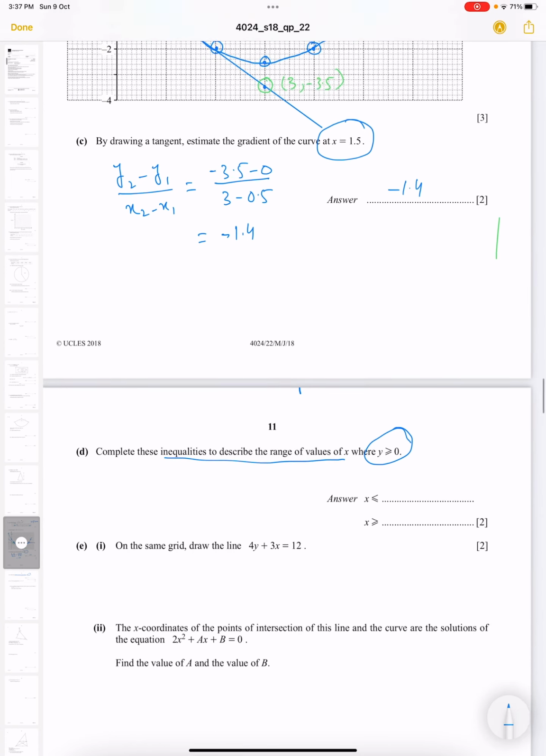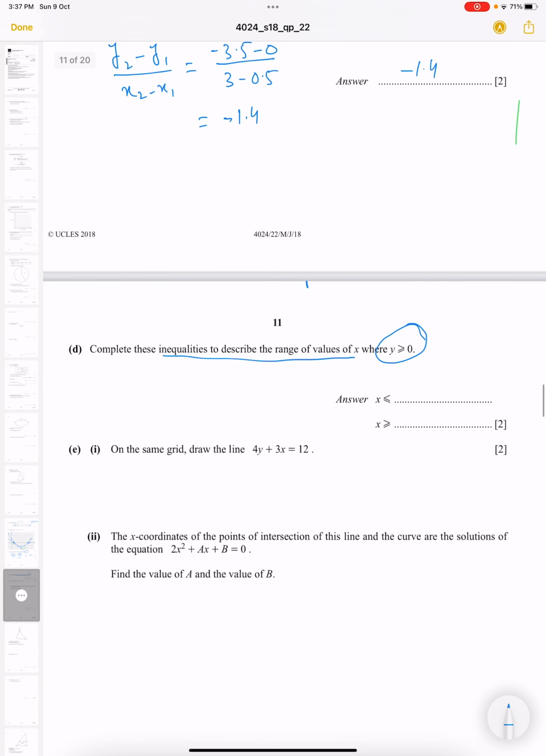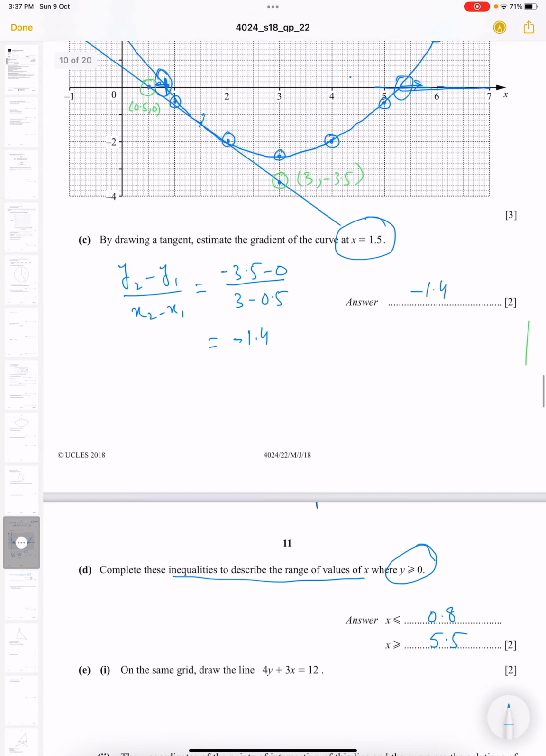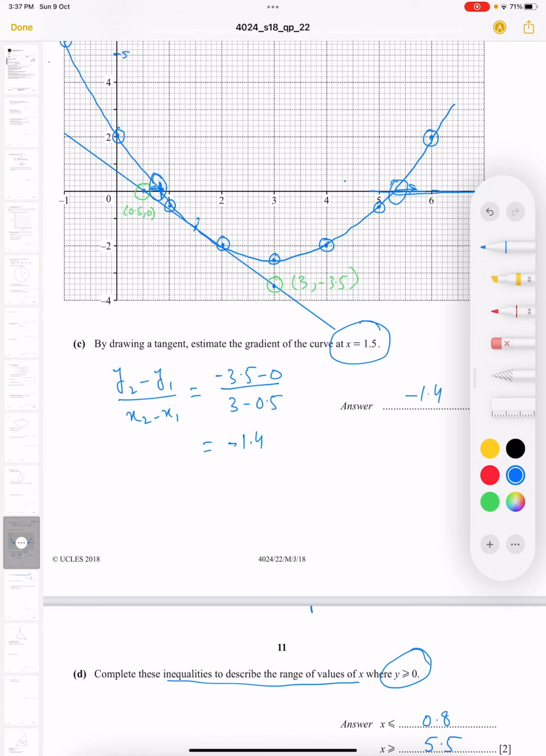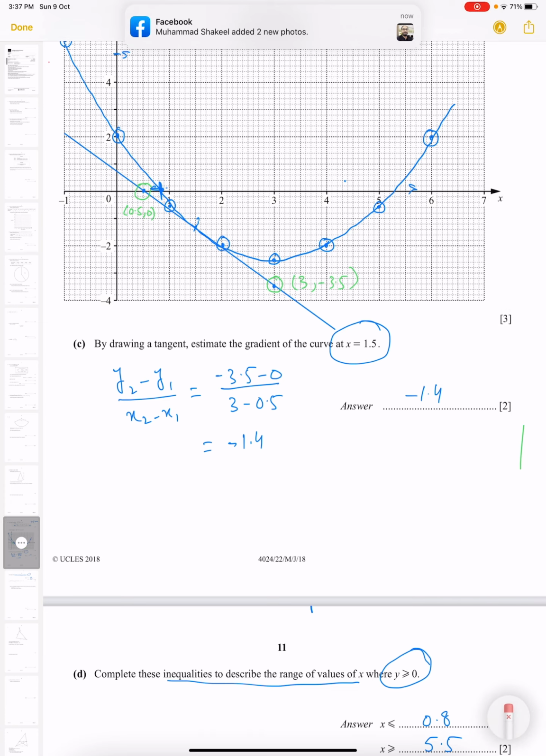So we can write down x is less than or equal to 0.8 and x is greater than or equal to 5.5. This is the range in which y is positive, because from these points we see the part of curve is above x-axis. That's why y will be greater than or equal to 0 in this range, right? So let's move to the next part now.